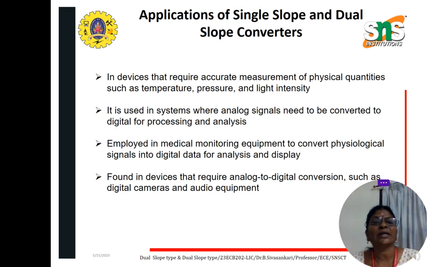At last we can end with applications of the dual slope converter. It is used for accurate measurement of physical quantities such as temperature, pressure and light intensity, and also it is employed in medical monitoring equipment to convert physiological signals into digital data, and it is also found in devices that require analog to digital conversion such as digital cameras and audio equipment.